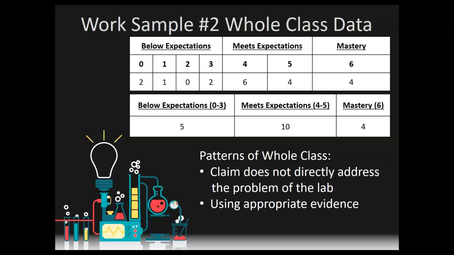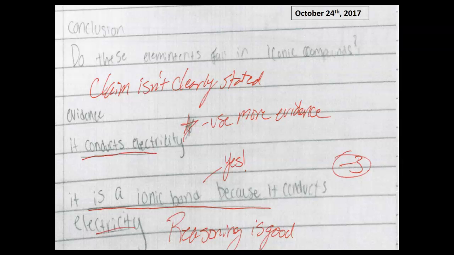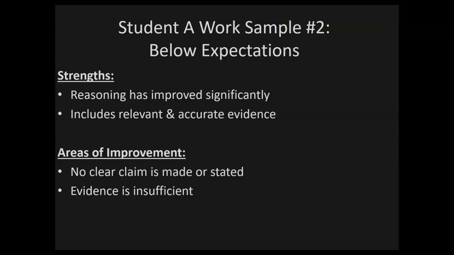Here is work sample number 2. We can see that as far as the whole class is concerned, they have made improvement. A few students have moved to mastery, several more have moved to meet expectations, but we still have 5 who are below expectations, including the student that they're focusing on. Okay, this student is still below expectations at this point.